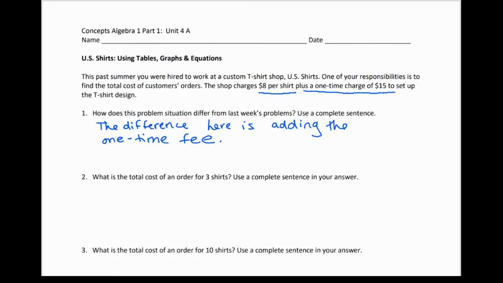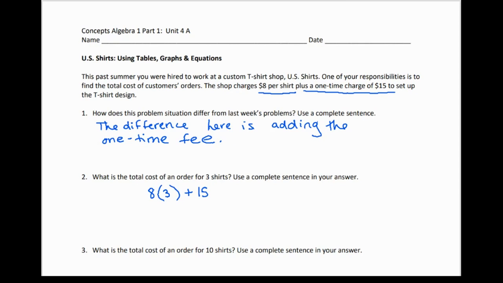So let's start number 2 together. Let's set this up using an expression, showing our work, and nice and organized. Okay, so what's the cost for ordering 3 shirts? Well, how much is it per shirt, everybody? $8. So we're going to take that $8 and multiply it by the 3 shirts. But then what don't we have to forget about? What did we just write in number 1? That one-time fee. So then we have to add the one-time fee of $15.